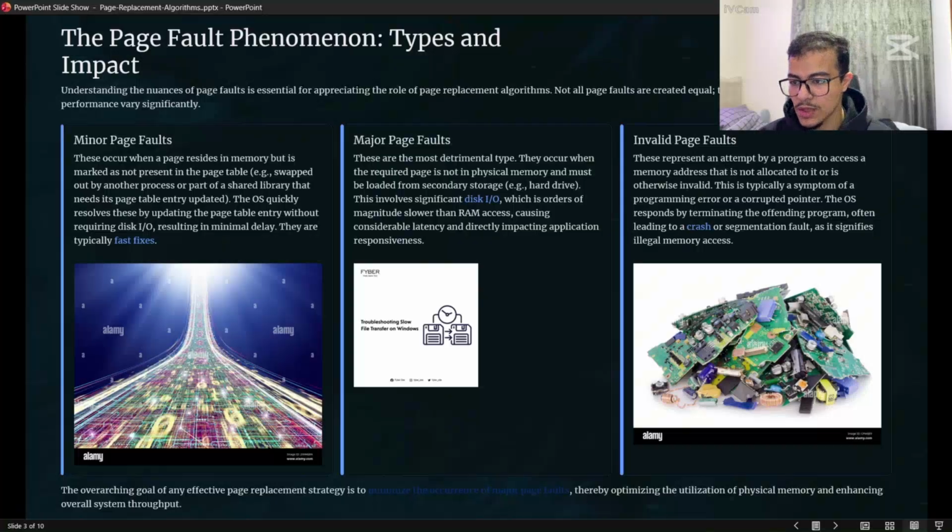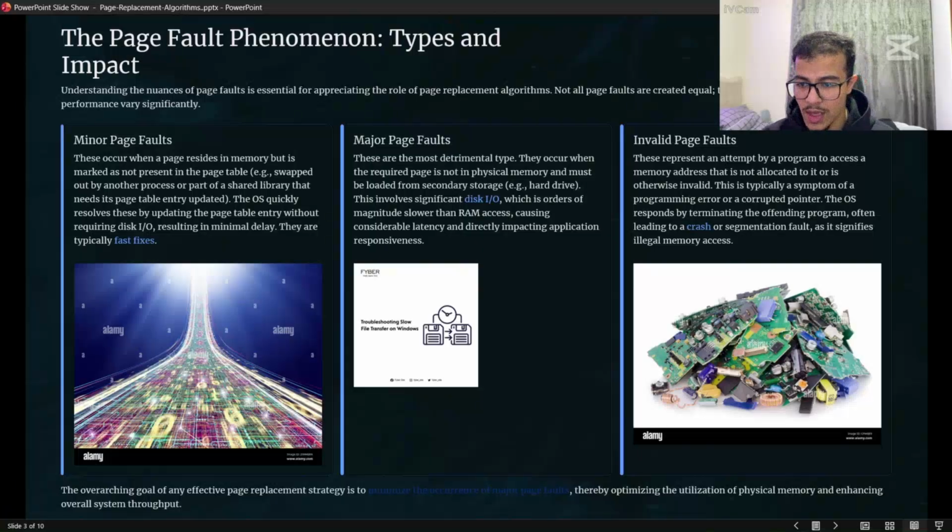Minor page faults. These occur when a page resides in memory but is marked as not present in the page table. For example, it was swapped out by another process or is part of a shared library that needs its page table entry updated. The OS quickly resolves this by updating the page table entry without requiring disk I/O, resulting in minimal delay. They are typically fast fixes.